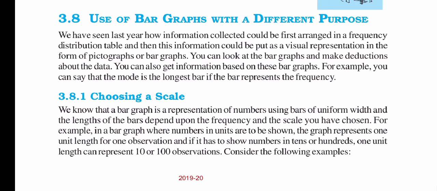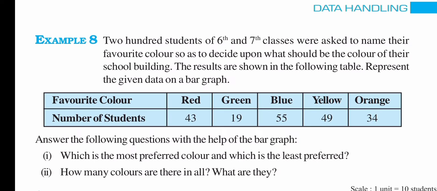Now consider the following example. So in this example, you can see that 200 students of 6th and 7th classes were asked to name their favorite color so as to decide upon what should be the color of their school building. The results are shown in the following table. Represent the given data on a bar graph.